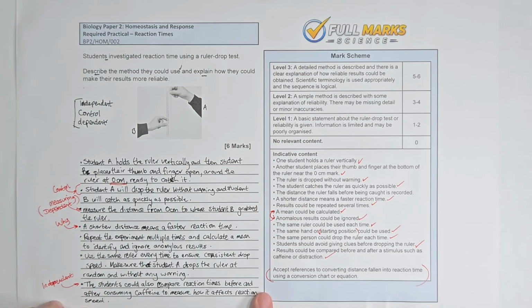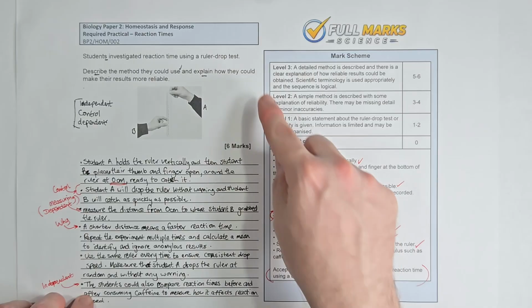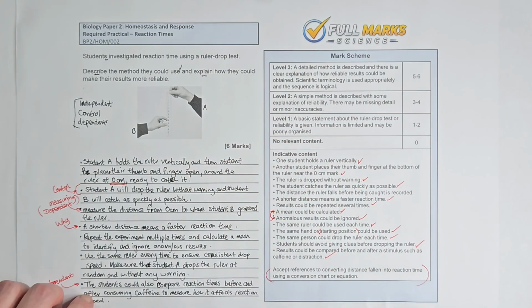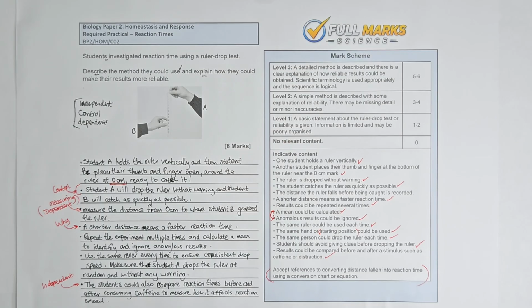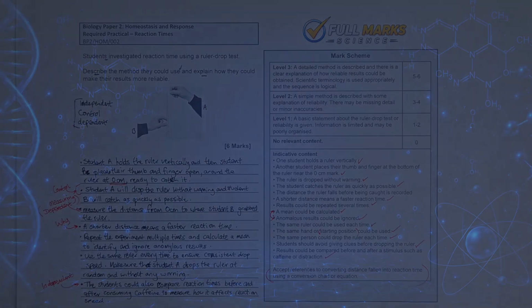And if you follow that step by step and you get a question about making a method for this practical, you'll be right up there at the top of level 3. And hopefully that made the structure of the answer a little bit clearer, and it showed you exactly what the examiner is looking for on this question.